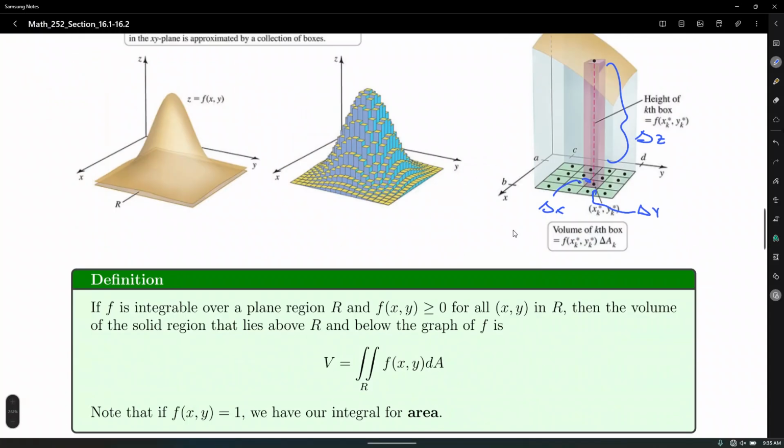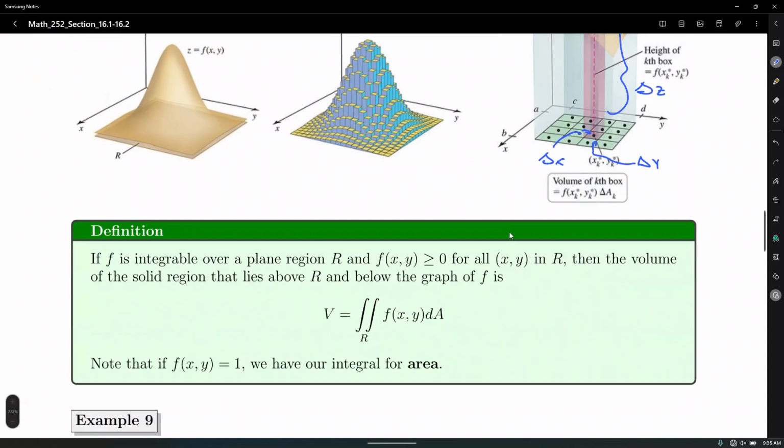Let me go back to the notes. So here, now when we have a double integral, when the integrand is no longer a 1, that's going to be a volume integral. But again, just keep in mind that if f of x, y is simply a 1, that's going to be an area integral. All right?